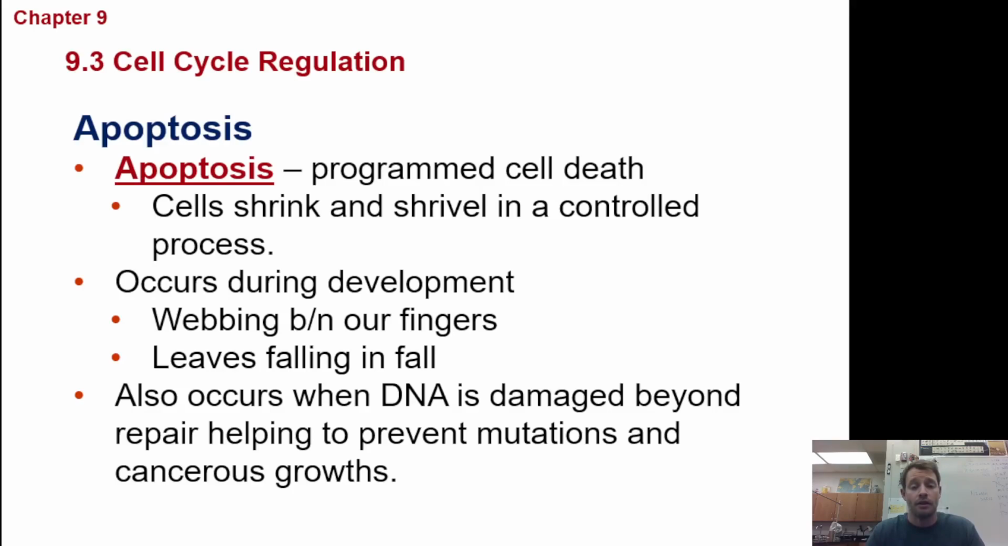Also, when trees drop their leaves during colder temperatures or drier conditions, they do this through a mechanism of apoptosis. The point where the leaf attaches to the twig or the stem is released through apoptosis. This also occurs when DNA is damaged beyond repair, as we previously mentioned, helping to prevent mutations and cancerous growths.